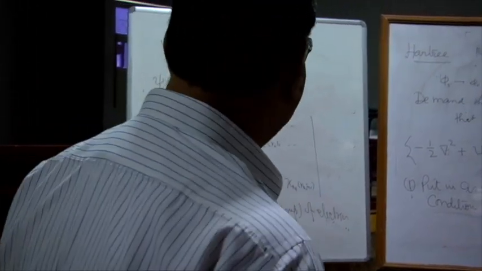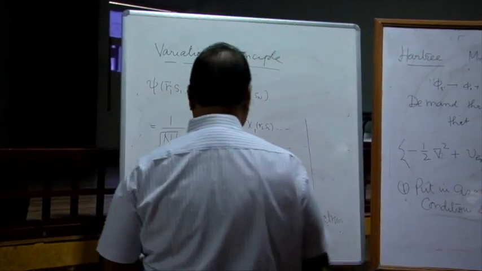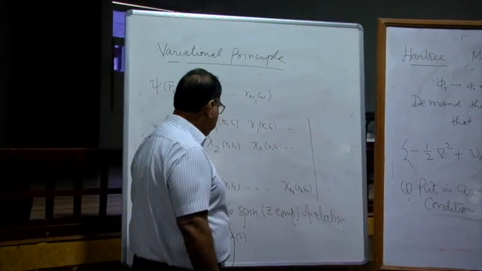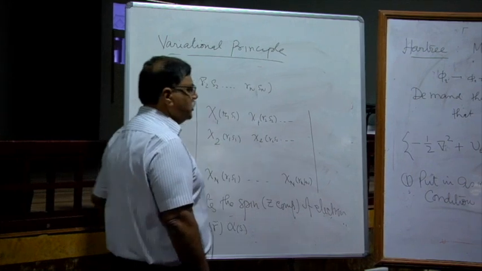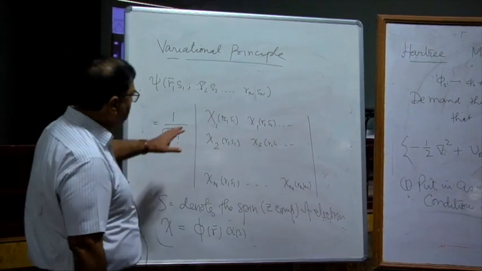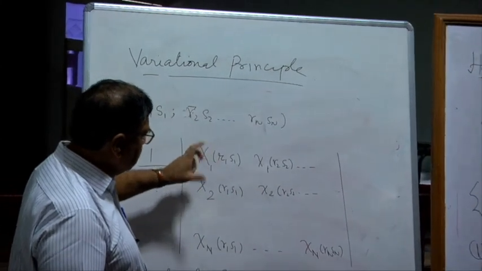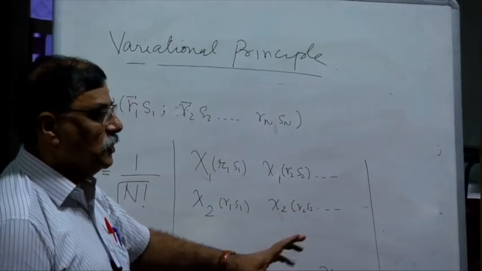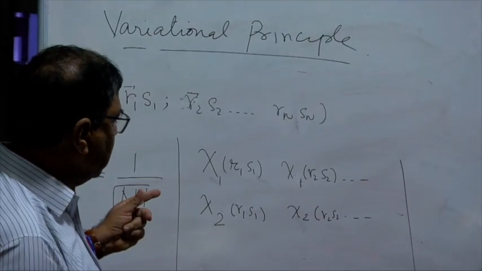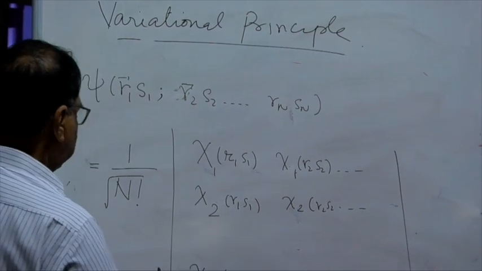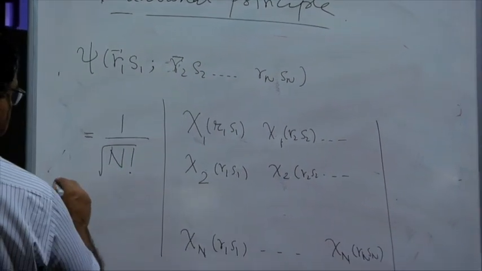Okay, so I'm taking what are known as the spin orbitals, right? And I'm making an anti-symmetric product of this. It is still a product, but what I've done is taken all the combinations. For an odd spin, I put a minus sign. For an even spin, I put a plus sign. And this is known as a Slater determinant.